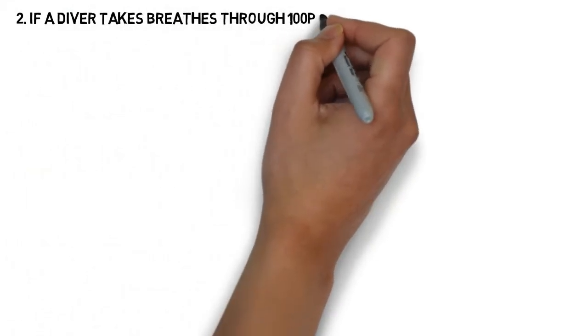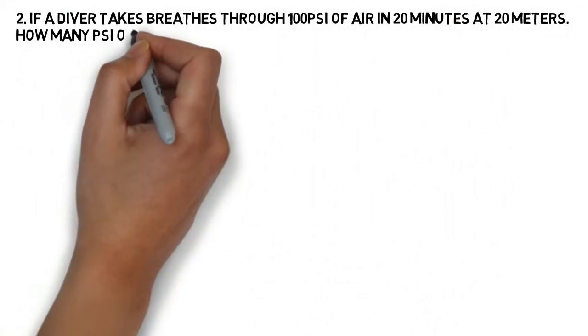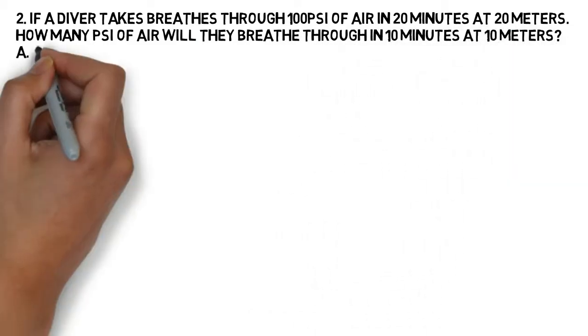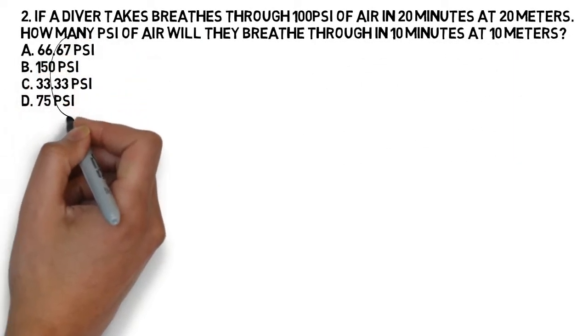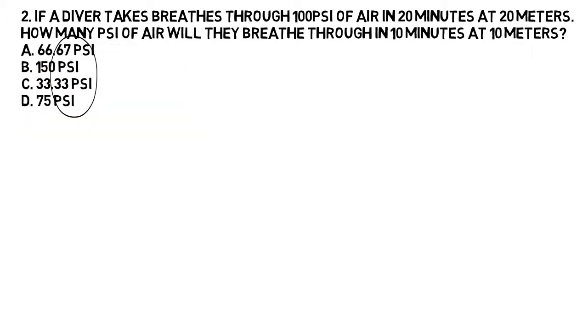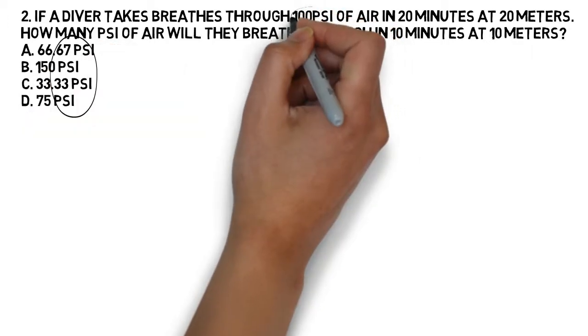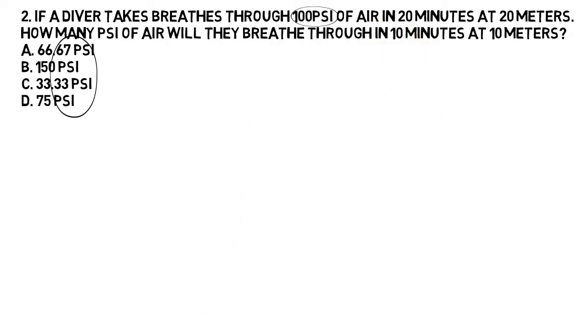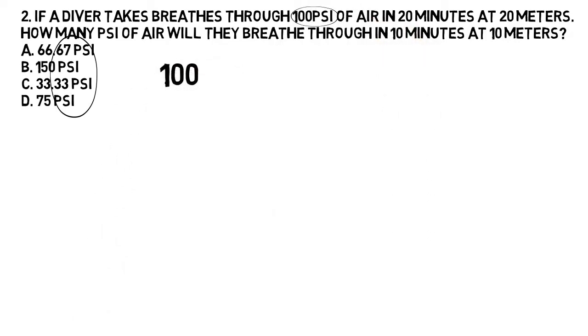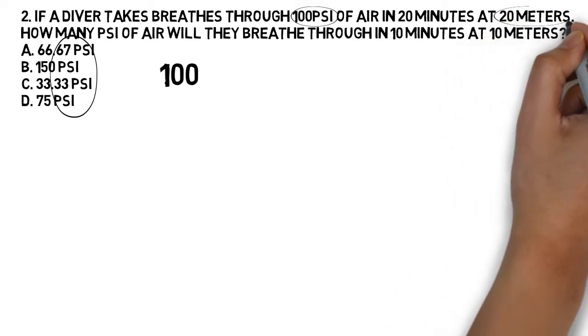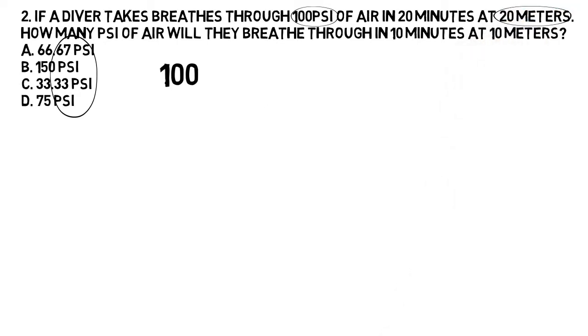Let's look at a different way we might have answered this question. Same question, but this time I'm going to focus on the fact that the answers are all in psi and start with the number of psi I'm given in the question. So let's start with 100 psi. And then we need to look at the first depth, the starting depth. It's 20 meters. Let's turn that into a 3.